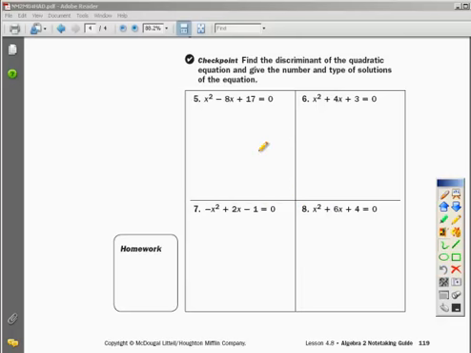All right. All they wanted you to do is find the discriminant on each of these. So you got b squared 64 minus 4ac, which ends up being 4 times 17. Find the discriminant and tell me how many answers you have. Well, on this one, I have 64 minus 68, that's -4. That's going to give me 0 real solutions.